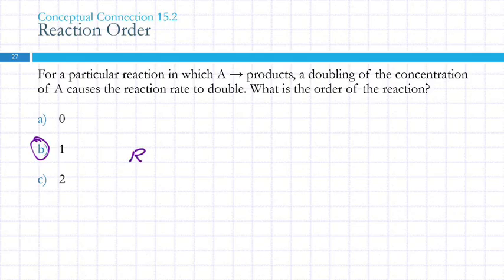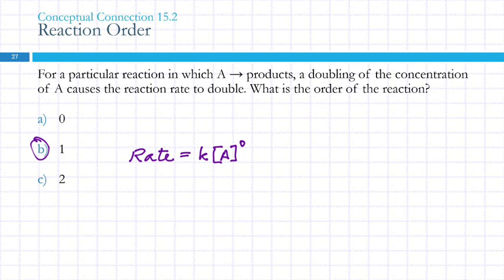If we look at the rate, it is equal to k times A. So when this is to the first power, it's just A. So if we multiply this by 2, the rate gets multiplied by 2. If we multiply this by 4, the rate gets multiplied by 4. If this was a second order reaction, and we multiplied this by 2, this would get multiplied by 2 squared, or 4, right? And if this was 0, A to the 0 is 1. You can do whatever you want to the concentration. It's not going to change the rate.